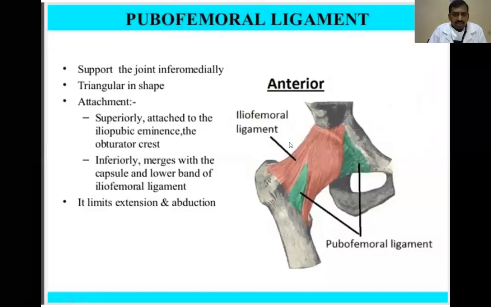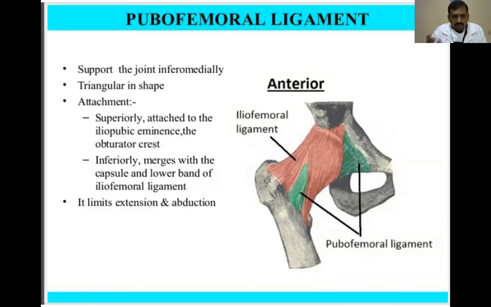Next, coming to another ligament, the pubofemoral ligament. See here, this is the pubis bone, and this is the femur, and in between these two there is a green one. This green one is the pubofemoral ligament. It supports the inferomedial part of the joint, and it is triangular in shape. Superiorly it is attached to the iliopubic eminence and obturator crest. This is the iliopubic eminence, and this is the obturator crest.